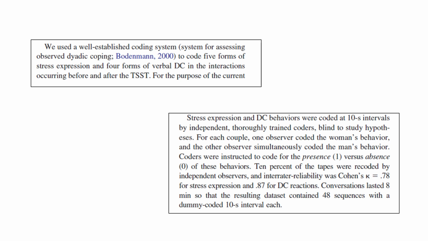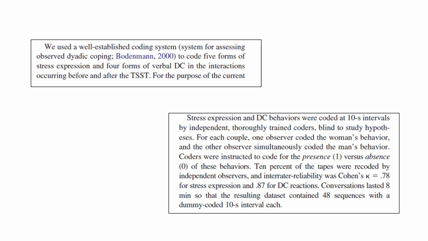The section towards the bottom of this slide explains the specific process. For each 10-second portion of the video, an observer decided whether or not the 9 types of behavior were demonstrated. One member of the research team focused on the woman's behavior, and another member of the team focused on the man's behavior.